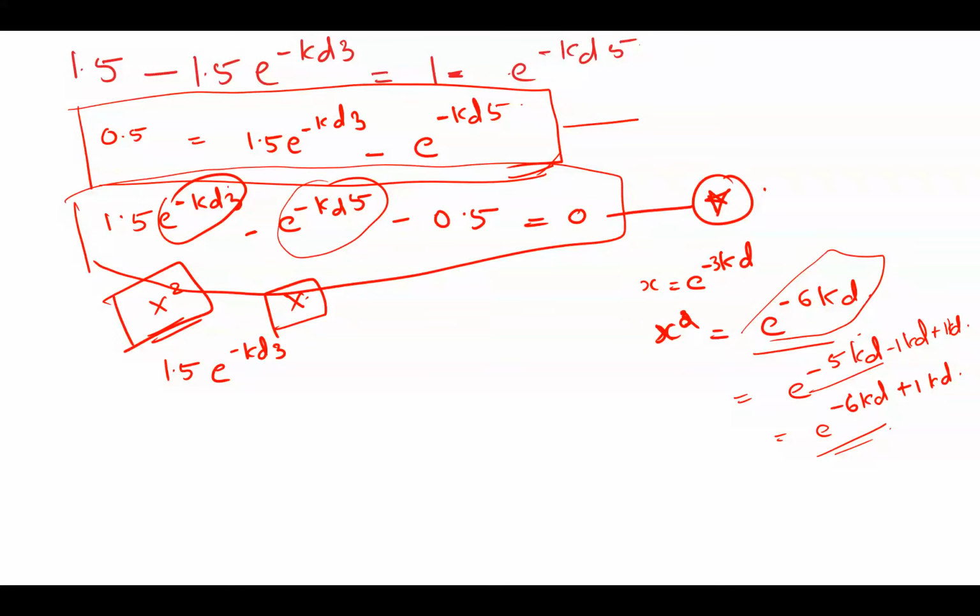But actually, if this term is 2, for example, 1.5 e raised to minus 2 kd minus e raised to minus 4 kd, then we can write this like, if we take this as x, here we can take x square, because x square means e raised to minus 2 kd the whole square, which is e raised to minus 4 kd. So like that we have to deal with this equation.